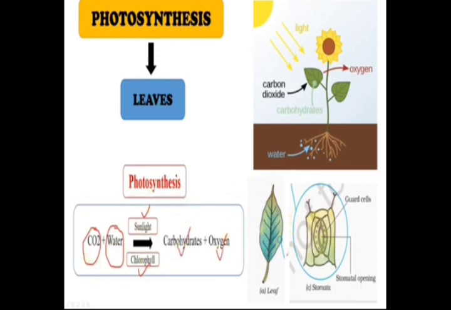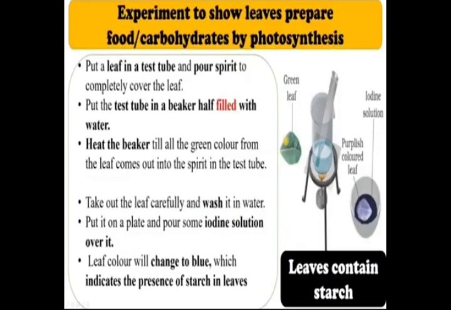Look at here, the leaves will prepare food. In the leaves you can see small pores, which are called stomata. So what is the role of stomata? Stomata is the lungs of a plant. Stomata will absorb carbon dioxide and release oxygen through small pores. Okay, I am going to show you how leaves prepare food.